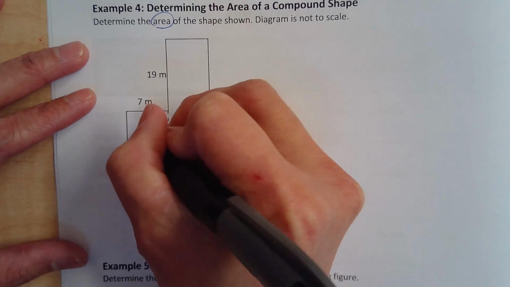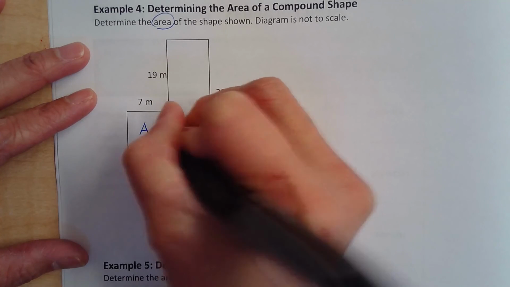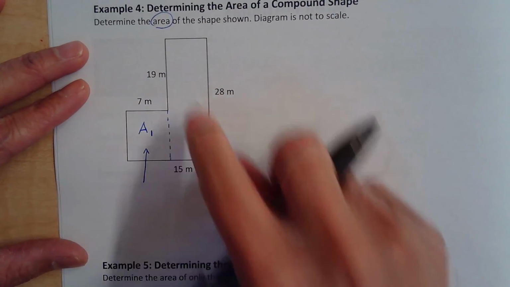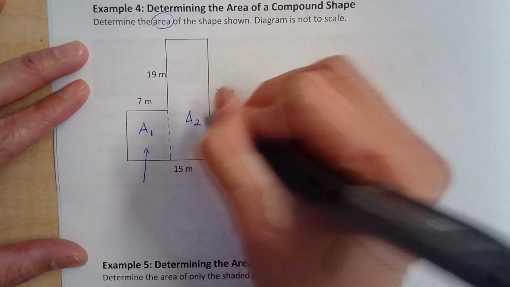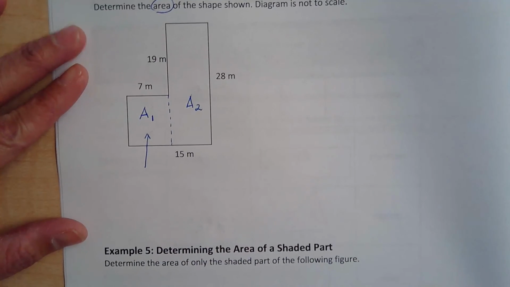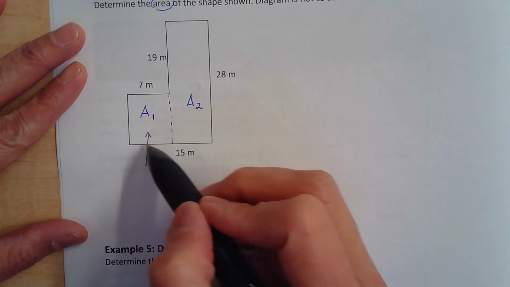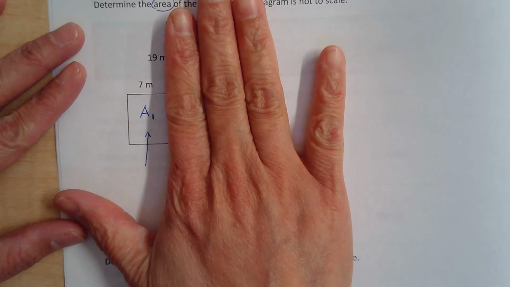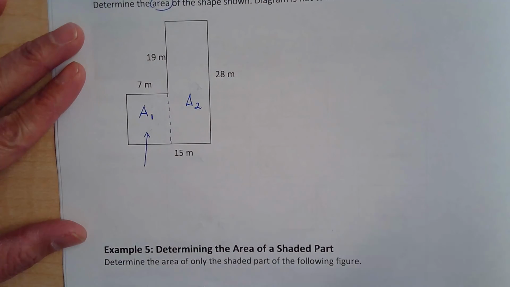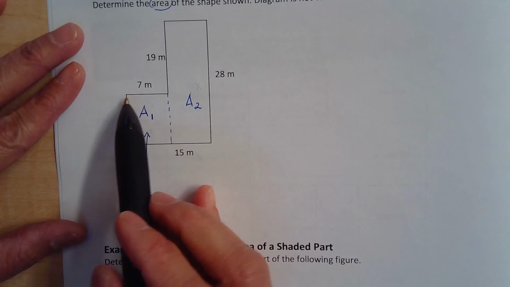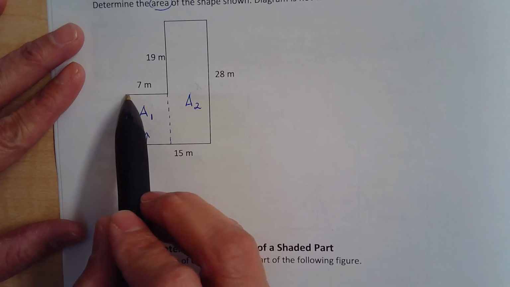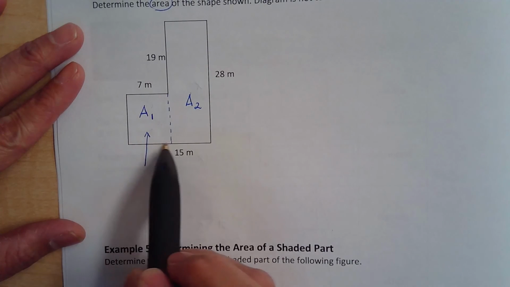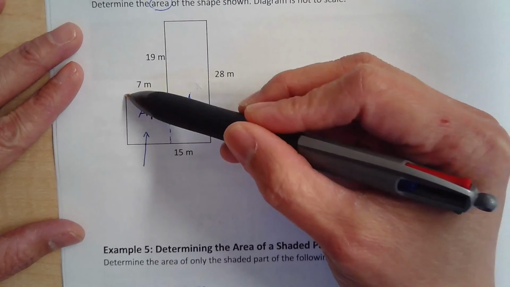I'm going to call it area 1, and I'm going to look at this one as our area 2. Yes, I think that's what you were thinking about. And how do we find the area of this one? Cover that piece. This is length times width, right? I have the length here, 7. Well, what's the width? 9.